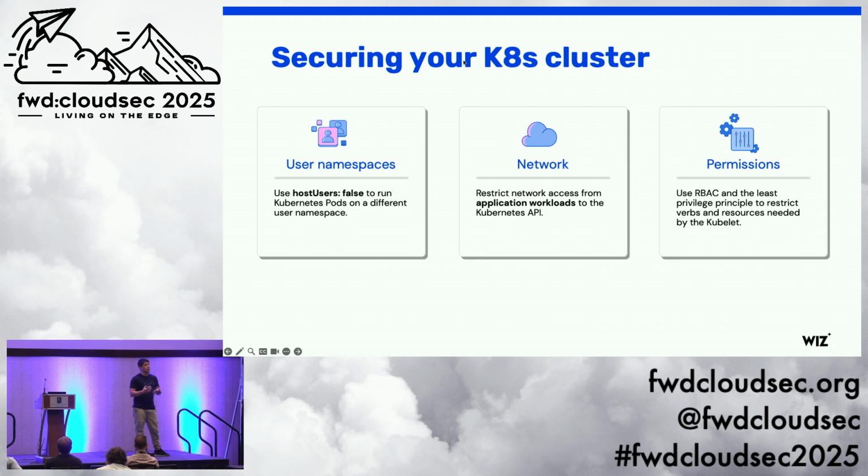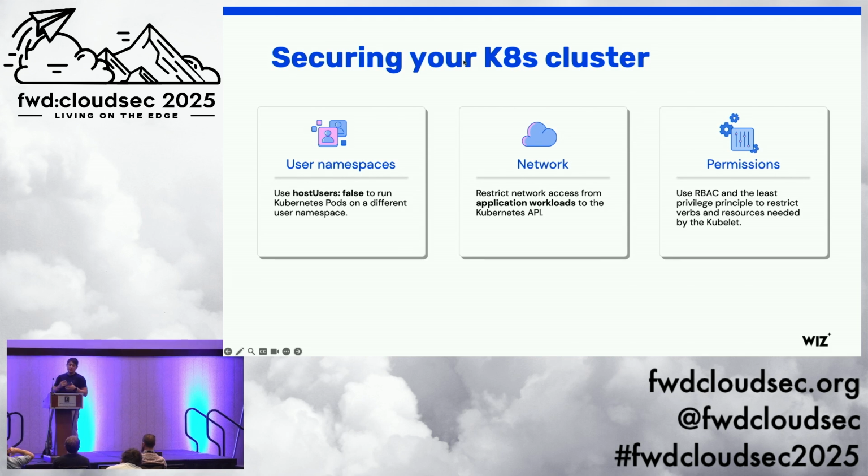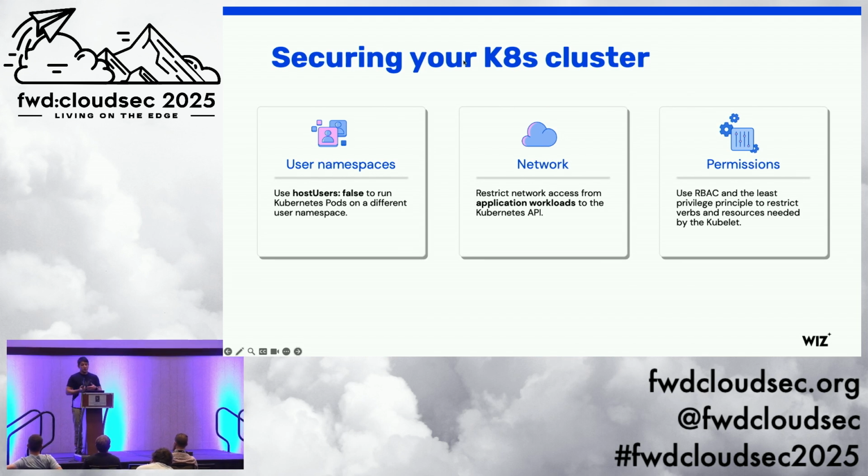Finally, permissions. Many of the actions that we were able to perform on Paperspace were possible because the permissions associated with the kubelet were excessive. So for every principal that exists on your Kubernetes cluster, make sure that you use the principle of least privilege in order to reduce the permissions that you assign to those.